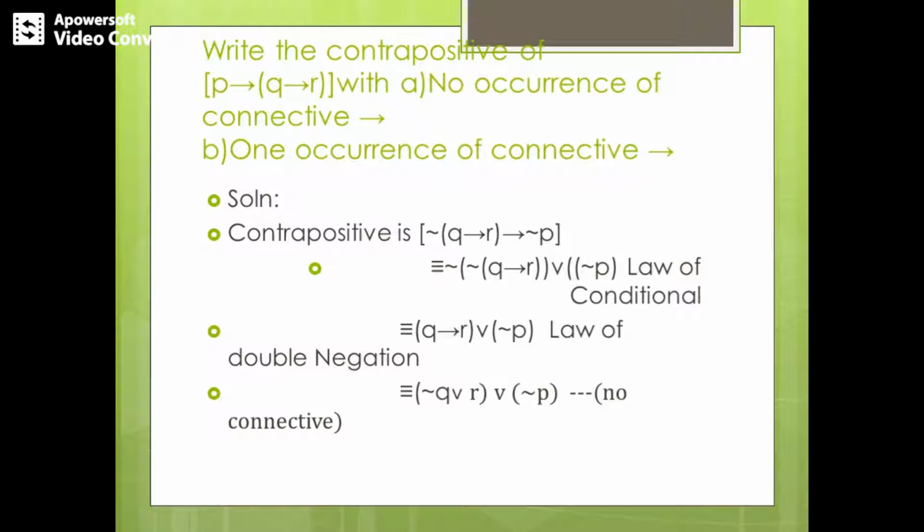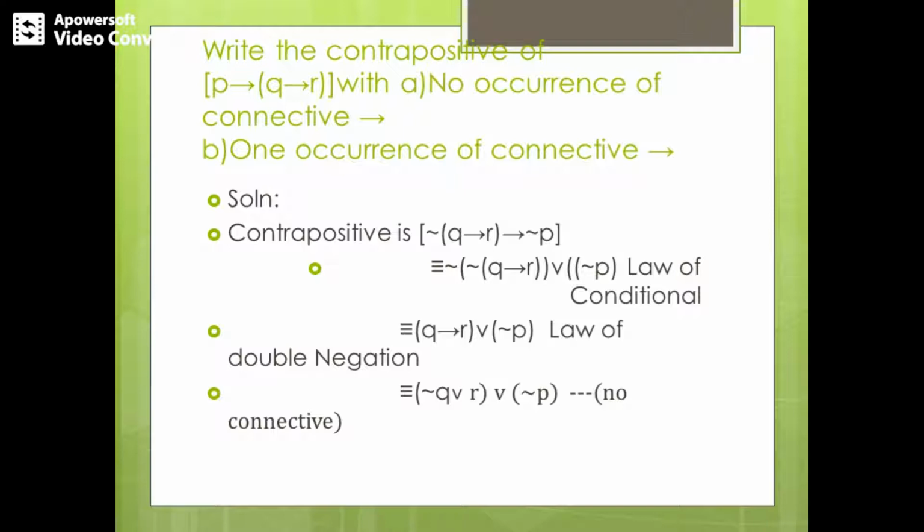So negation of negation Q implies R or negation P. So this is how we can write. So we are taking negation of Q implies R as, let's take it as P, and then negation P as Q. So this condition is in the form of P implies Q. So this is equivalent to negation P or Q. So negation of negation Q implies R or negation Q. So what will be negation of negation Q implies R? So it is law of double negation. So we are getting Q implies R in the next step. Q implies R or negation P.